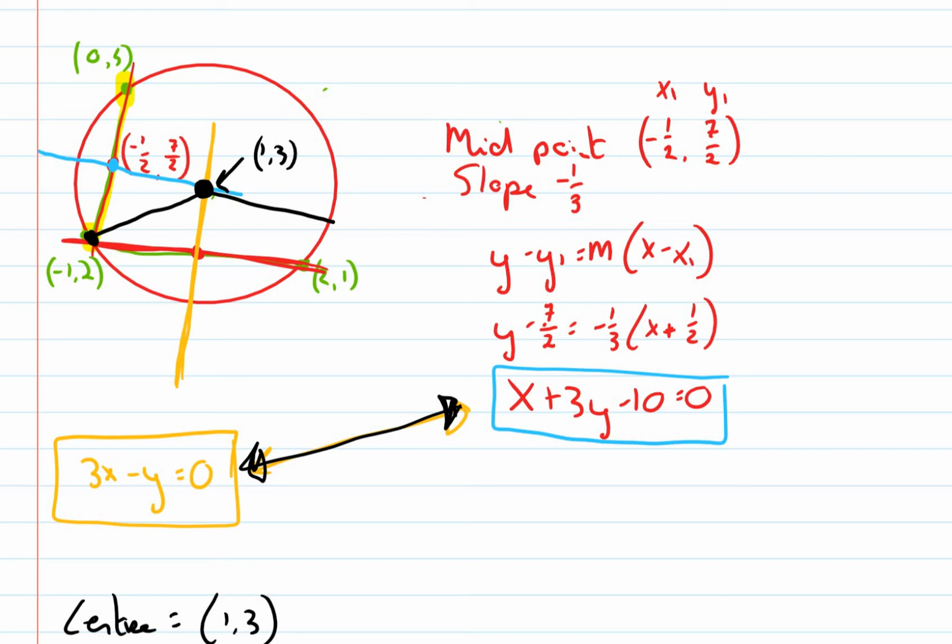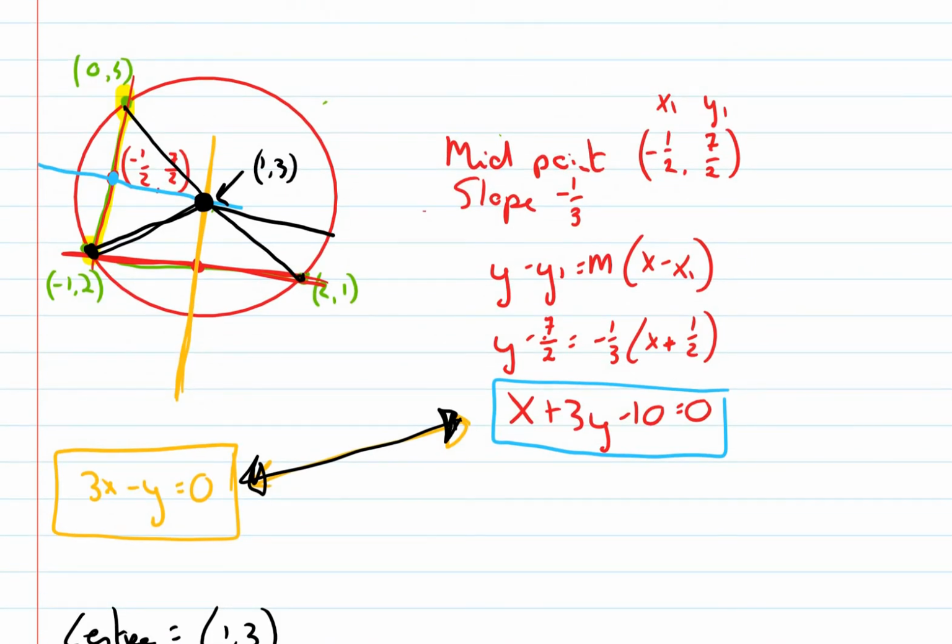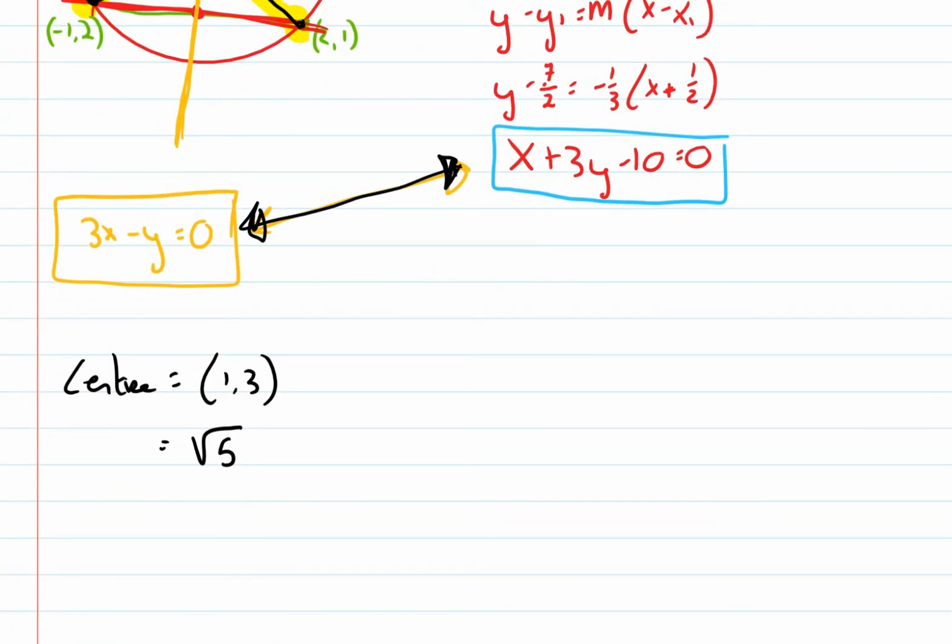Well, I have 3 points on the outside of the circle. So if I get the distance between the center of the circle and any one of these points, that's the radius. How do I get the distance? I use the distance formula. When you use your distance formula, you will get a distance of the square root of 5. Whether you pick the distance between the center and this point or the center and that point, it doesn't matter. You'll always get the square root of 5, and that is the radius.